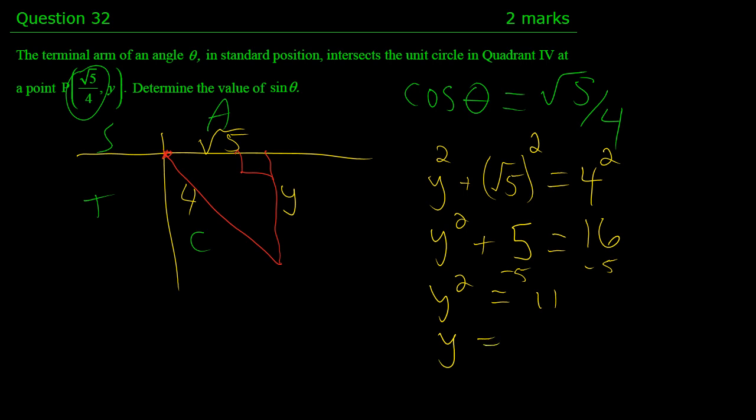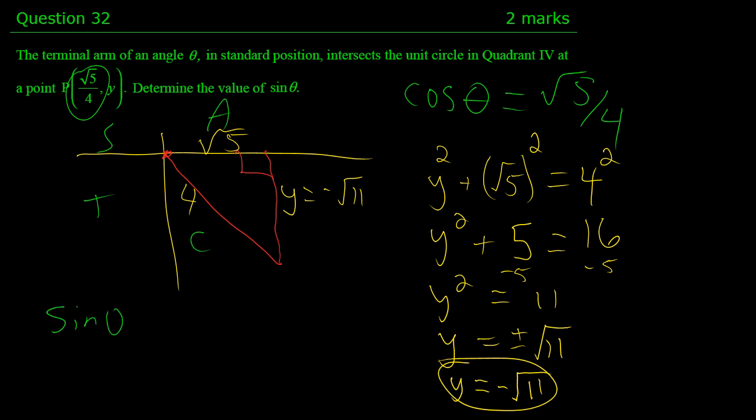y equals plus or minus root 11. In this case, because we're below the axis in quadrant 4, it's just the negative root 11 for this question. So negative root 11. To answer the question, they want to know the sine. That's easy now that we have a picture. Sine of theta equals your opposite, negative root 11, over your hypotenuse, which is 4.